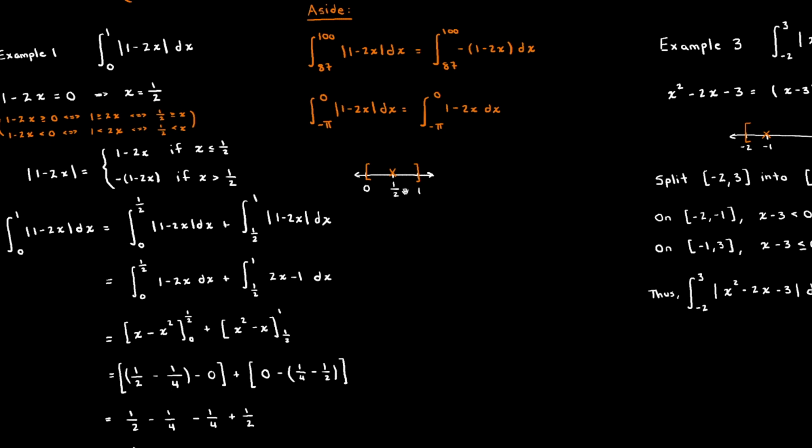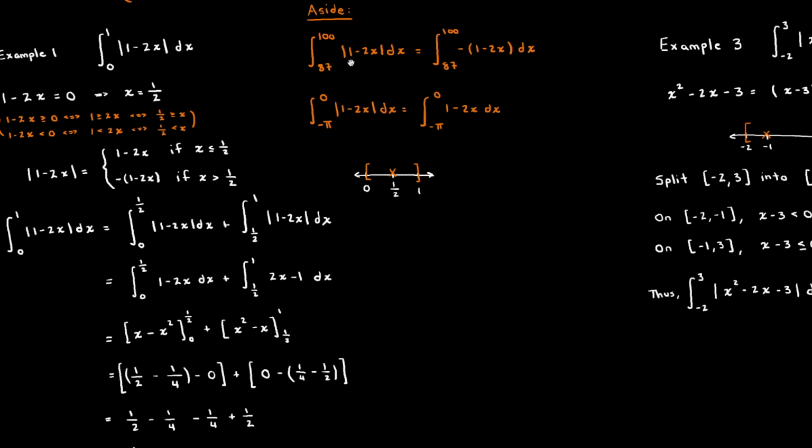And just before we actually solve this integral, as an aside, I want you to consider the following two problems where we just change the interval over which we're integrating. So instead of going from 0 to 1, suppose I was trying to find the value of the integral from 87 to 100. Well, on this interval, we're way to the right of 1/2, right? And so on this interval, we're always going to take the bottom piece.